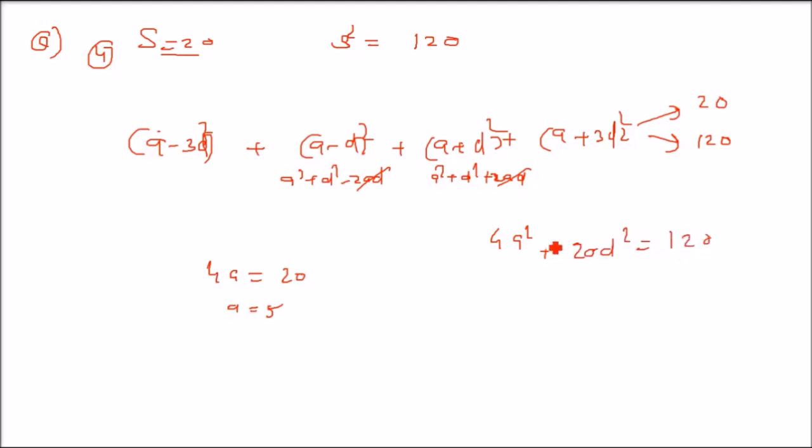4a square plus 20d square is going to be 120. a you already have as 5. Put a as 5, d will be plus minus 1. Now you don't have to stop here. Now we have to find these 4 numbers.